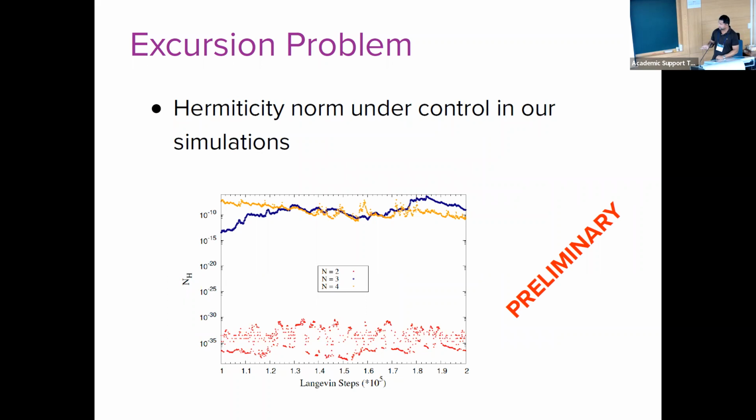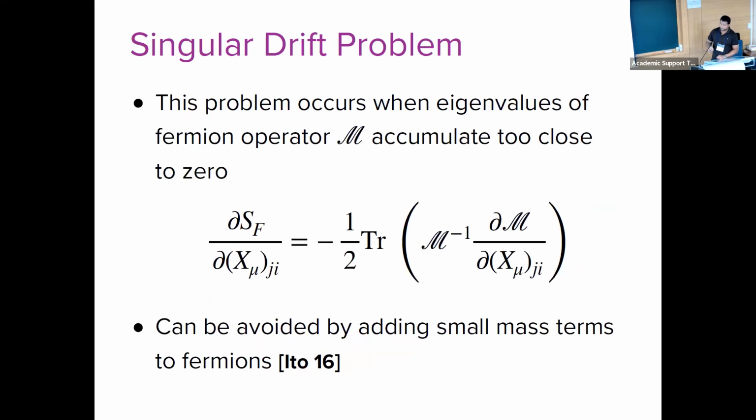2, 3, and 4. We did not have big computing power at that time, so we started with a small number of colors. The x-axis is Langevin steps in units of times 10 to the power 5, and this is the hermiticity norm. So the things are under control. They are not blowing up or anything. Then the next problem is the singular drift problem.